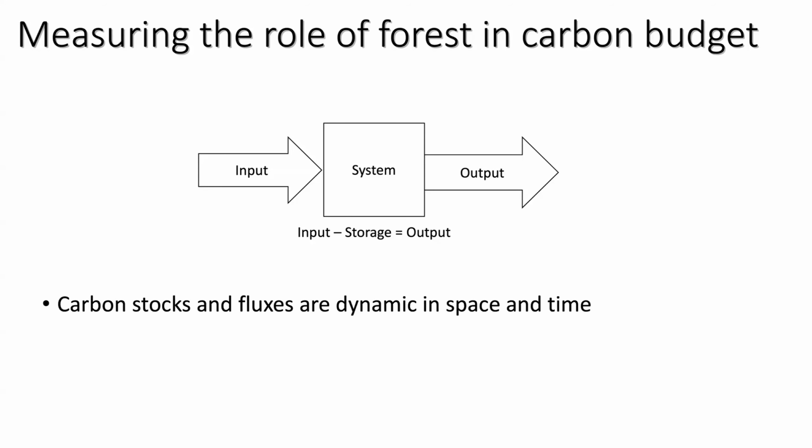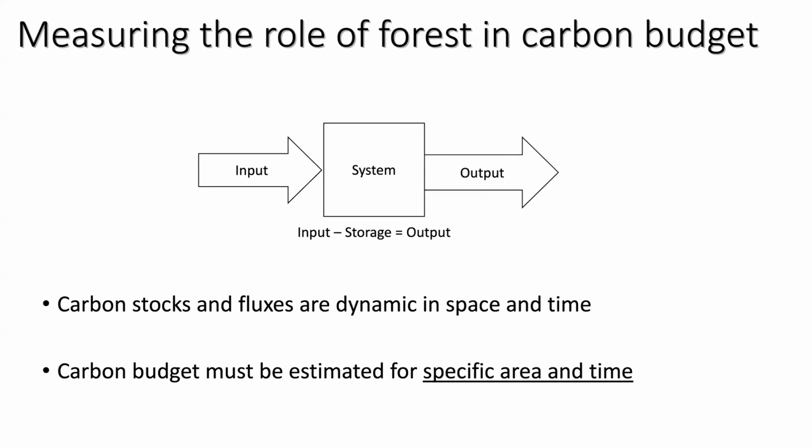Important to this carbon budget is that the stocks and fluxes, the stocks being locked up into, let's say, trees or soils, and the fluxes being the emissions, are dynamic in space and time. So if you were to measure carbon stocks or flux in one forest stand versus another, you would get very different estimates depending on the composition of those stands, depending on the soil structures in there, depending on whether you were looking at it over a day, over a week, over a year. So it's important then to think about our carbon budgets and to estimate them over a specific area and time whenever we're doing this.